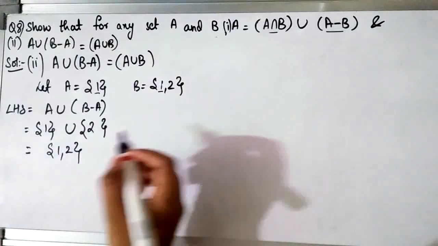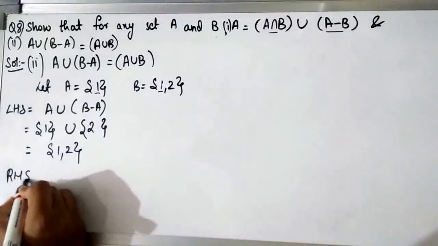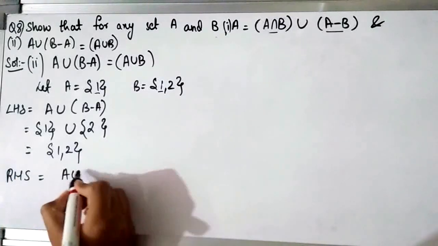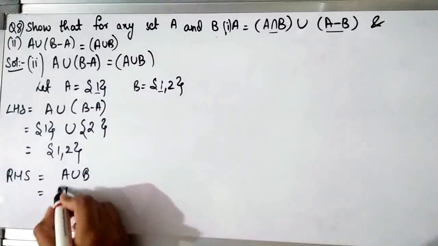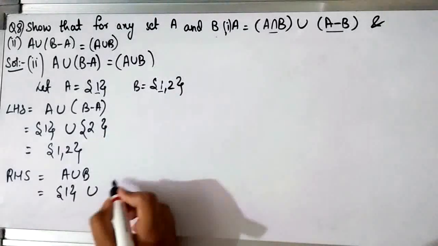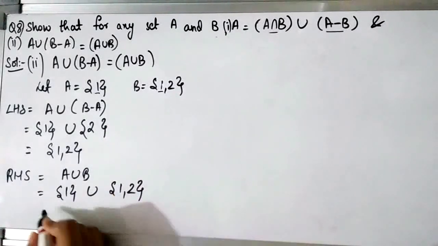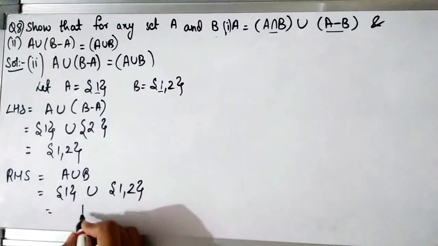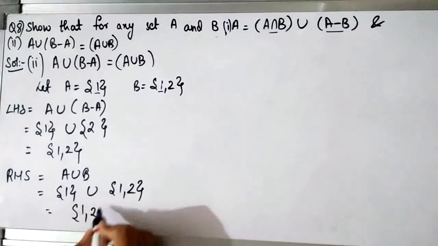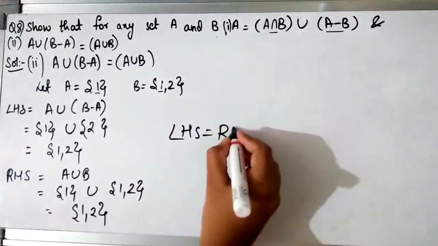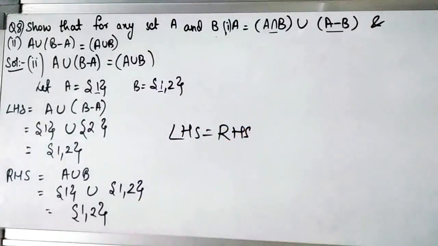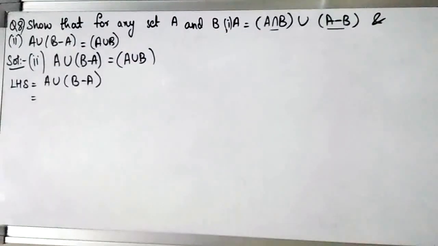Now you do the union of both of them, and what you get is {1, 2}. Now check the RHS. They have given you A union B. A is {1} and B is {1, 2}. When you do the union of both the sets, what you get is {1, 2}. If you check, your LHS is equal to RHS, so hence proved. This is the first method. Now I'll show you the second method, that is by using properties.